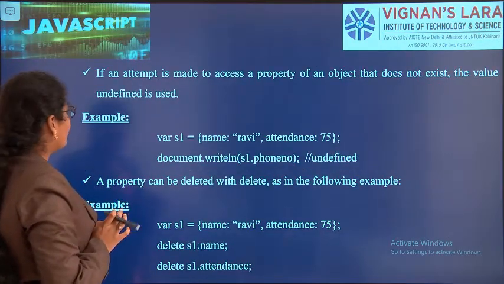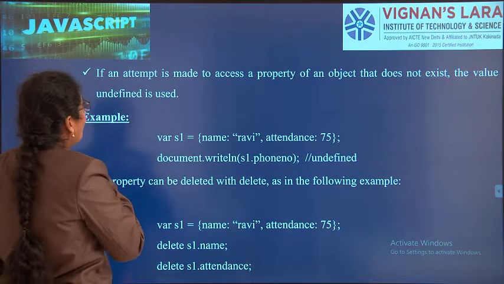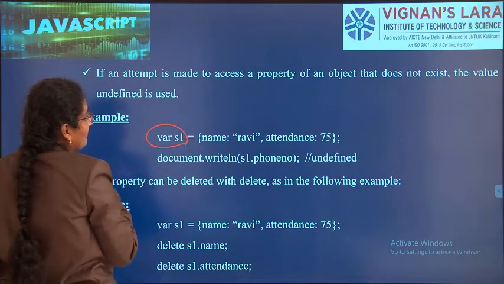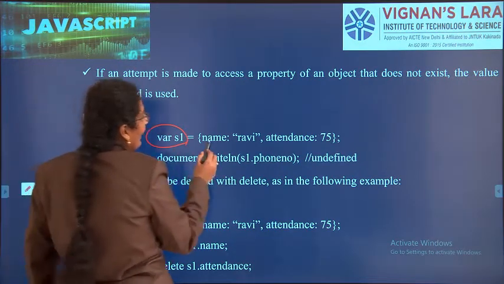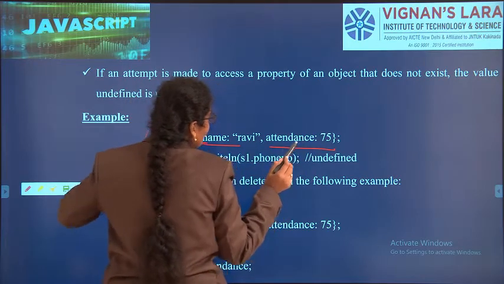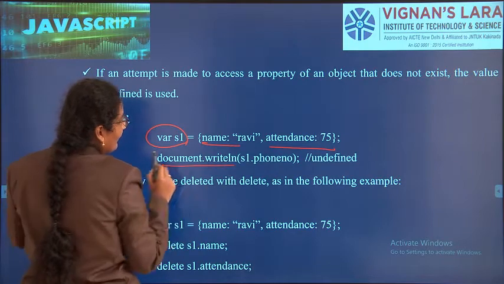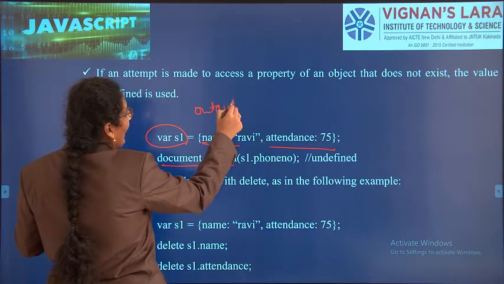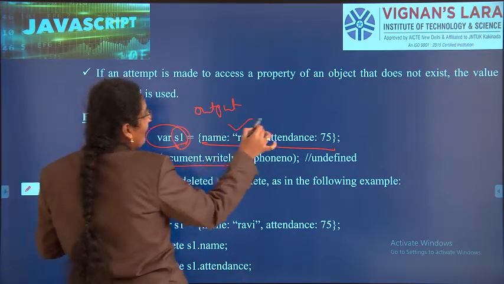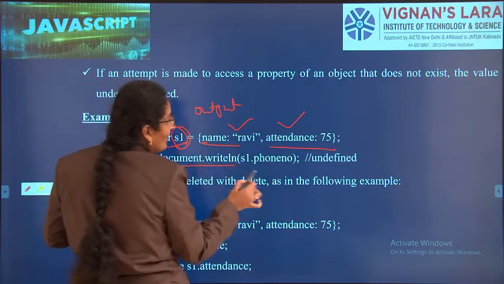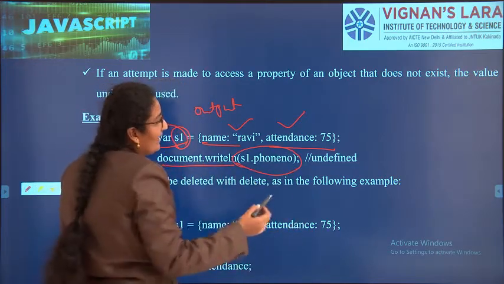So see, we will see some examples here. var S1, nothing but the object created, name Ravi and attendance 75. Properties we have given. But I want to print. document.writeln is for printing the output. I have given the S1 object only name and attendance, but if I want the phone number of S1, it is nothing but undefined.